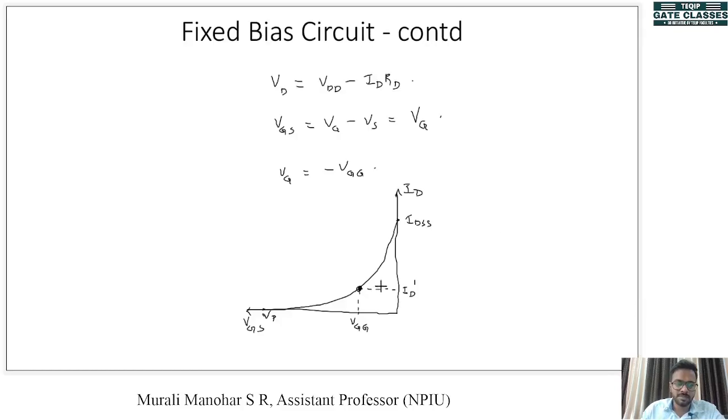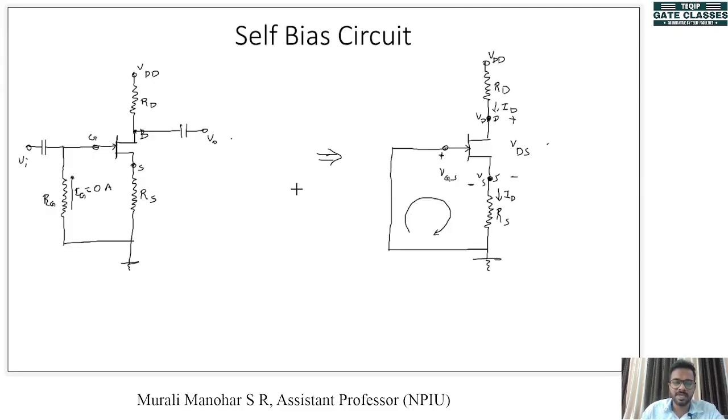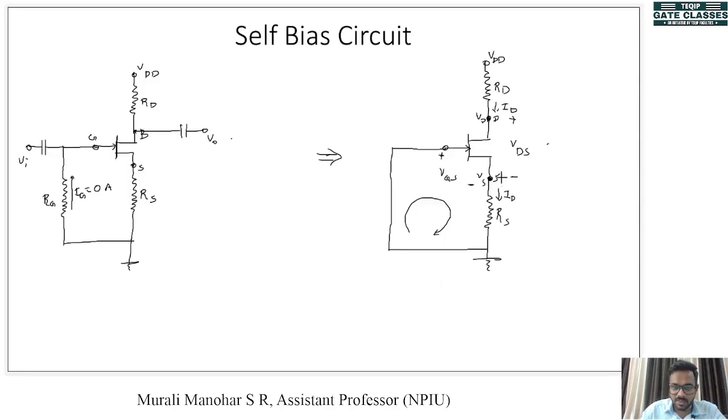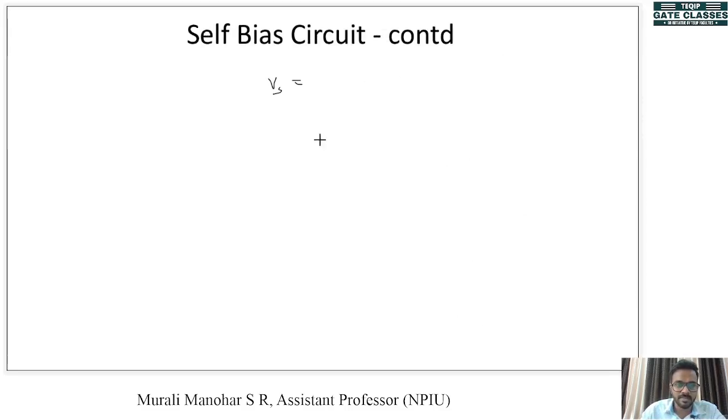Now from the previous case we have seen how to find VD and VG. To find VD, first find VS. VS is the voltage between this point and ground, and it is the same as ID into RS. So VS is given by ID into RS. We know that VDS is equal to VD minus VS. So VDS is given by VD minus ID RS. In other words, VD can be found out as VDS plus ID RS.